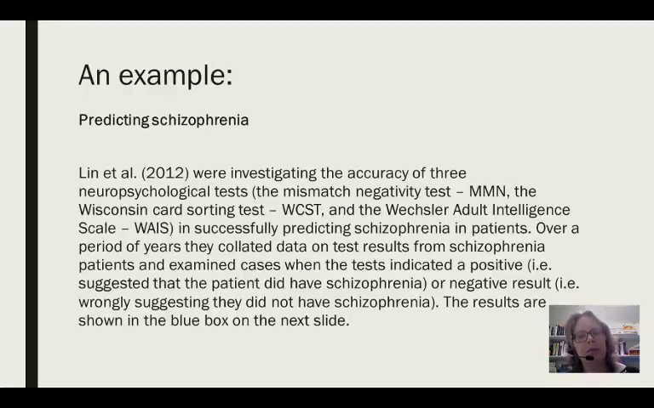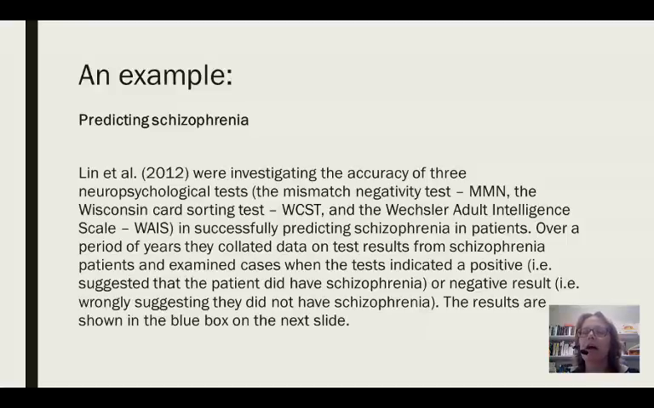This one, we've gone and mined psychology literature here. Okay, so, schizophrenia. The question being asked by a paper done in 2012 by Lin et al. was, can we use neuropsychological testing to predict whether or not someone has schizophrenia? There are actually three different types of neuropsychological tests that they used: the mismatch negativity test, MMN, the Wisconsin card sorting test, the WCST, and the Wechsler Adult Intelligence Scale, or WAIS. And they wanted to see how successful these were in predicting schizophrenia in their patients.